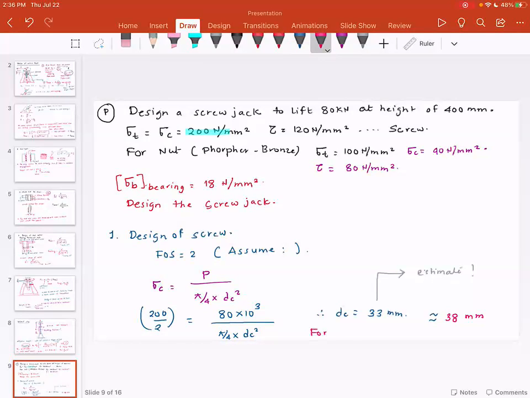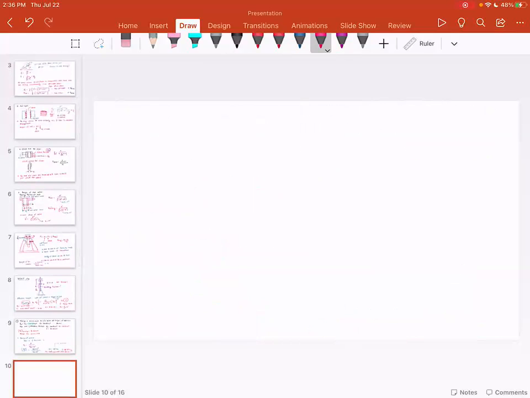for safe principal stress design. So we have rounded it off to 38 millimeter. With the 38 millimeter d_C, the outside diameter d_O is equal to 46 millimeter. And the standard pitch is 8 millimeters.